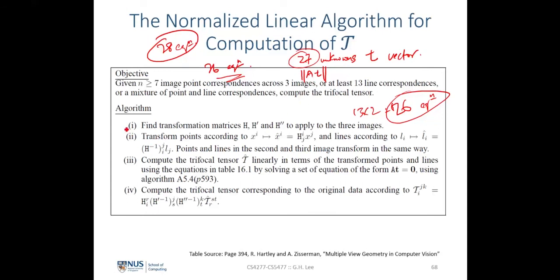We will follow the same step as before. To solve this linear equation, we do a transformation. This is the normalization that we saw earlier on. We'll apply the normalization in each one of the respective images, and then we will compute the tensor linearly using this equation, using SVD. Once we get T, we can denormalize it to get back the trifocal tensor in the original point or line corresponding setting.